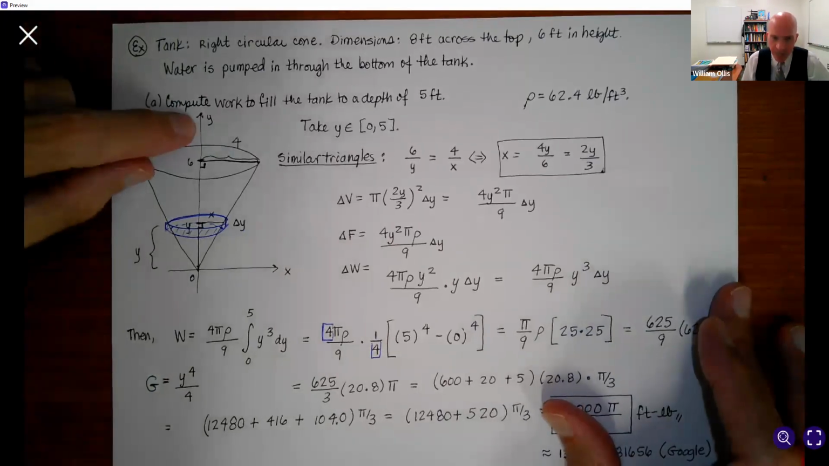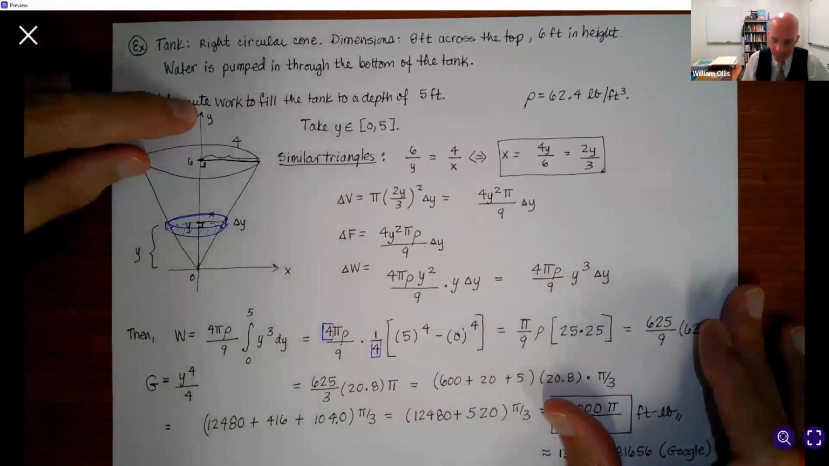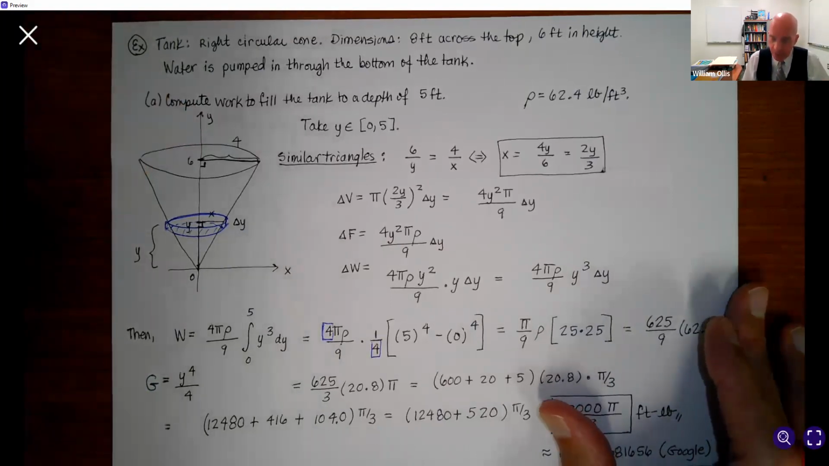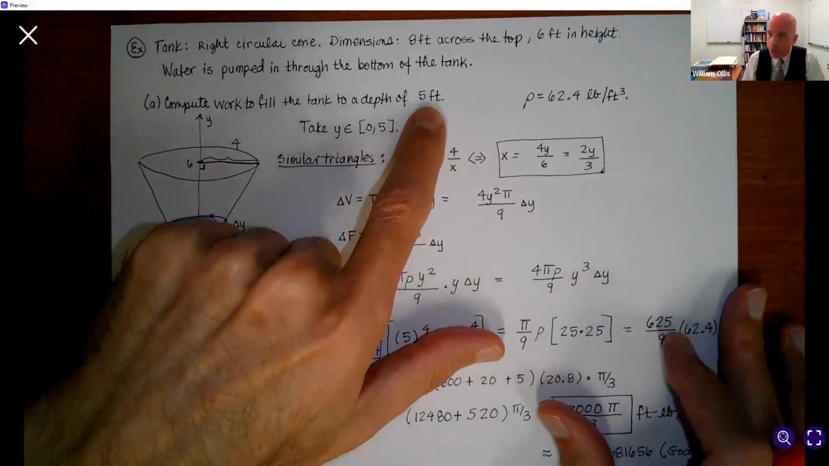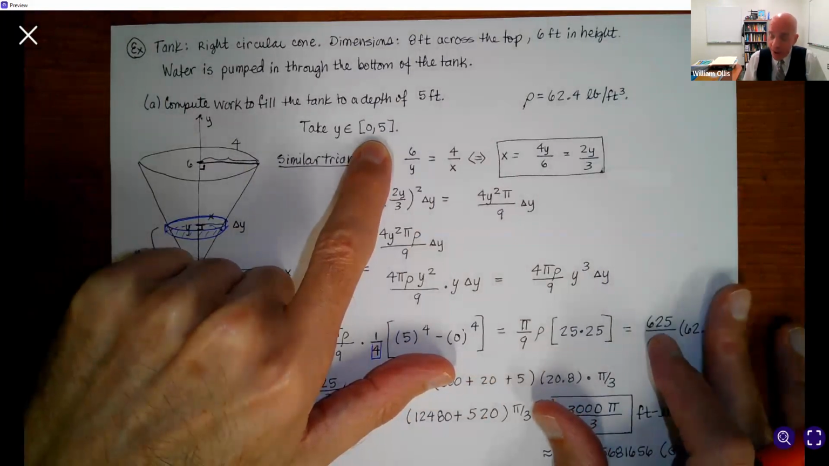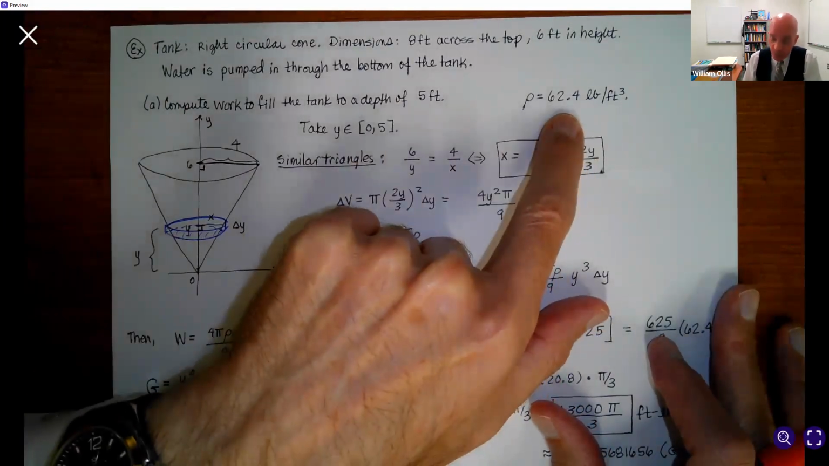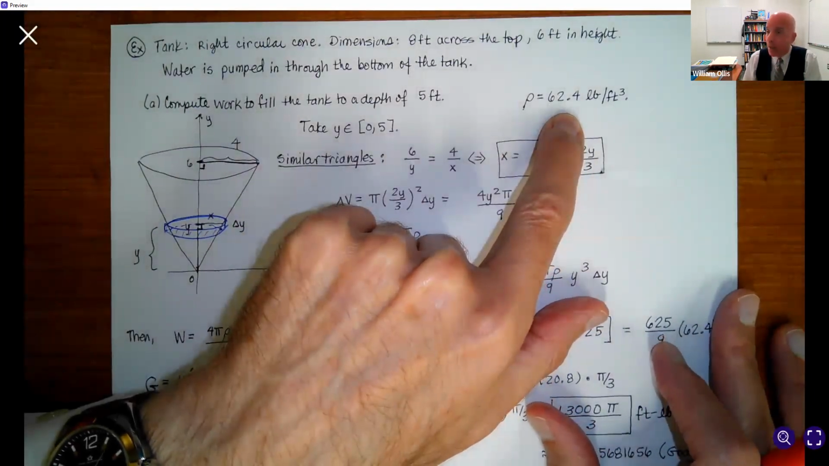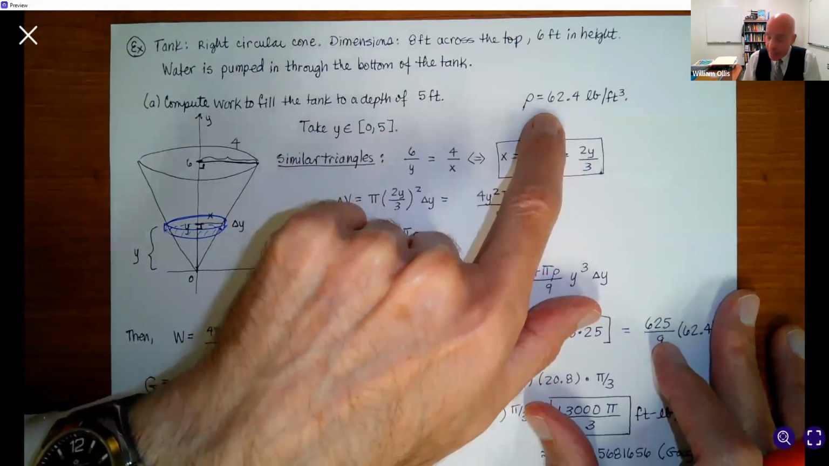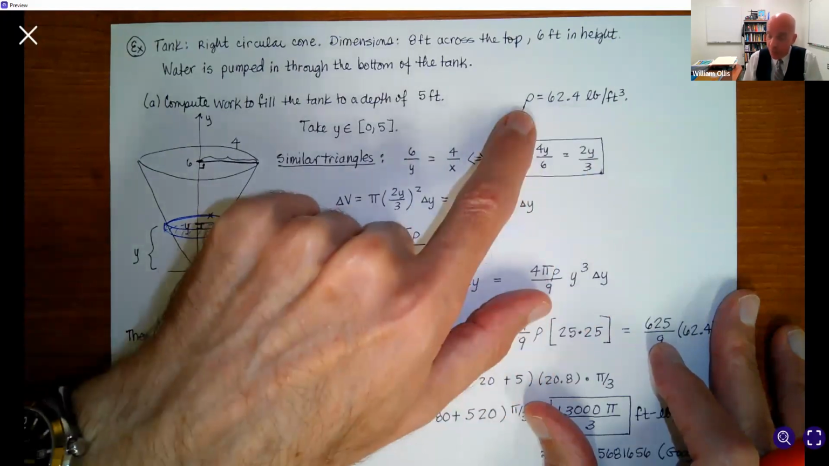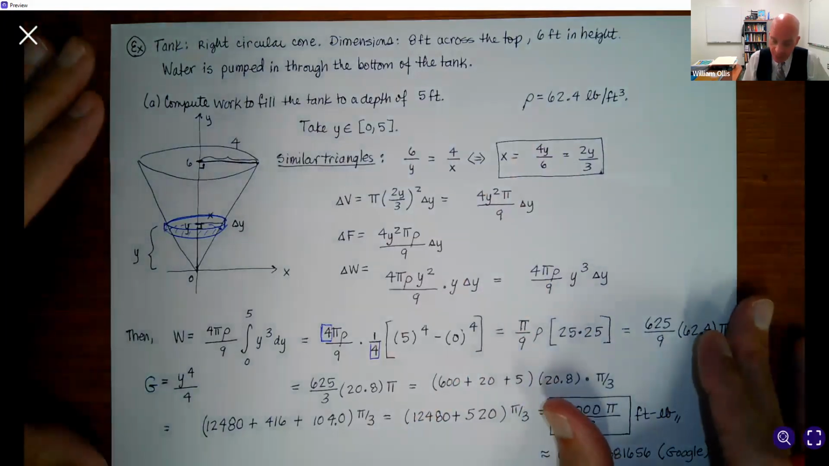So we can just go ahead and set the vertical axis to be y. Now notice one thing that's interesting about this. If we have to fill to a depth of 5, we can just take y to be in the closed interval 0 to 5. And then, of course, we're dealing with water, okay? So the weight density, 62.4 pounds per cubic foot. Again, we will call that rho and deal with that as we need to.